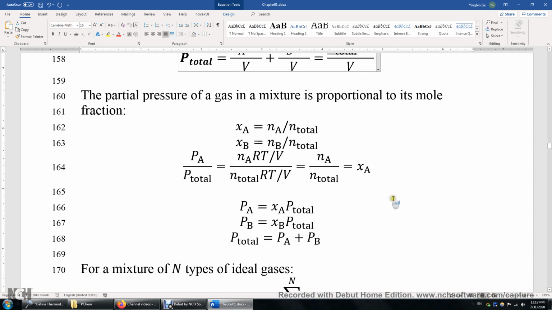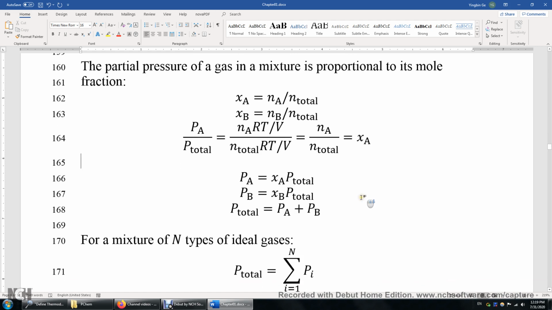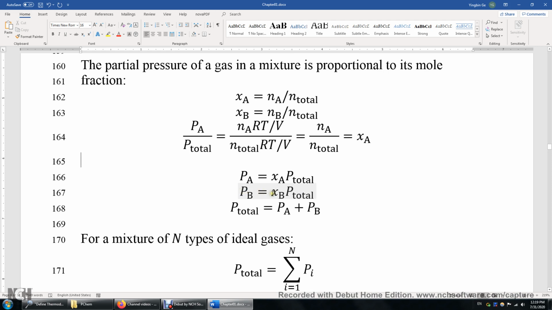The partial pressure of a gas in a mixture is proportional to the mole fraction. So this X is a mole fraction, and PA over P total is equal to the mole fraction of A. The derivation is over here. Again, we used the ideal gas law for gas A. We also used the ideal gas law for the mixture. And then you can see PA over P total is simply NA over N total. That's the mole fraction of A. Similarly, pressure of B is the mole fraction of B times the total pressure.